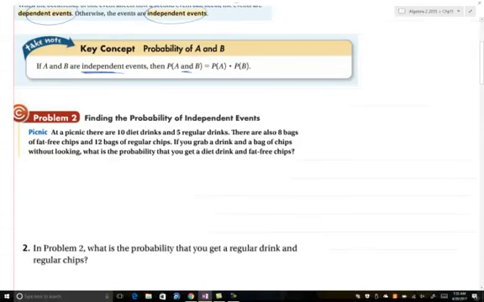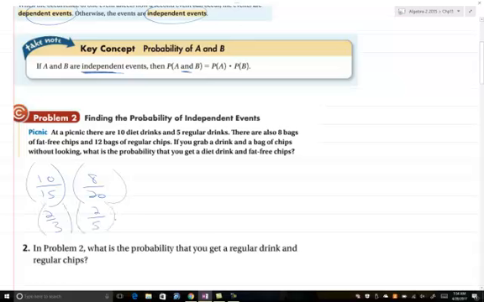So we're going to go to a picnic: 10 diet drinks, 5 regular drinks, also 8 bags of fat-free chips, 12 regular chips. Grab a drink and a bag of chips without looking. What's the probability you get a diet drink? That's 10 out of the 15 for the drinks. And you want to get a fat-free, so that's 8 out of 20. We can reduce before or after, doesn't seem to matter. We're going to end up at 4 out of 15, so a little fraction review there.